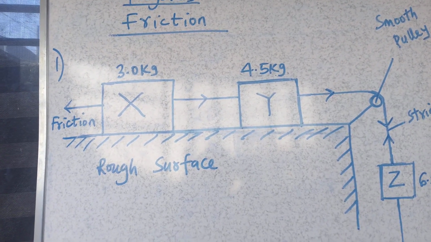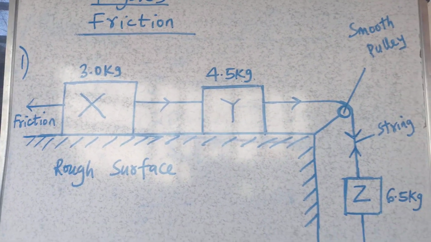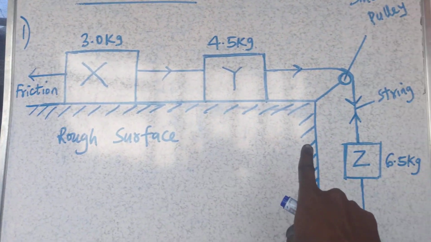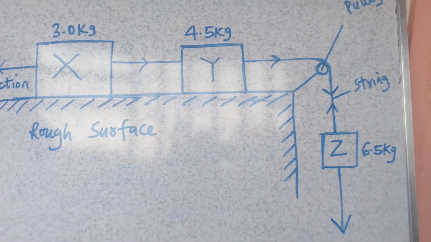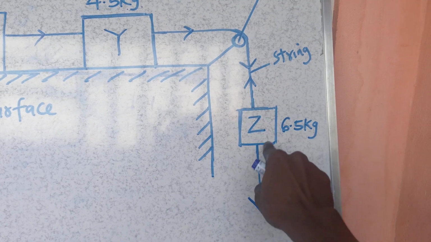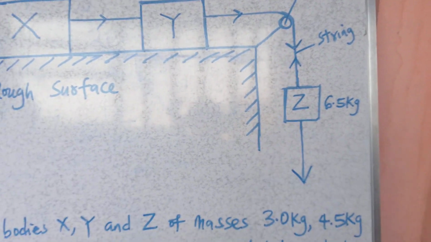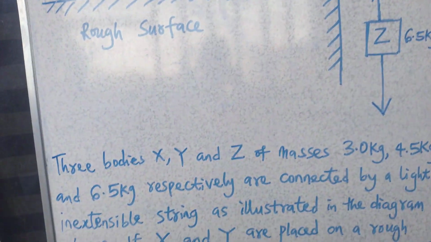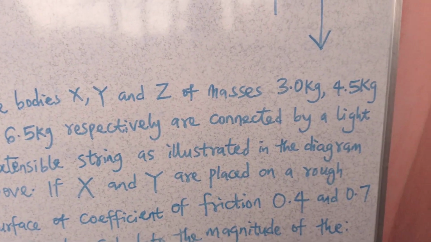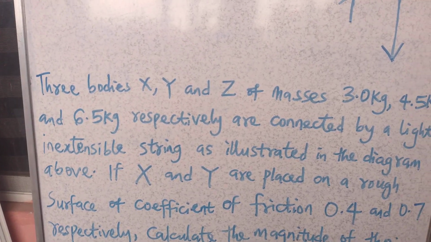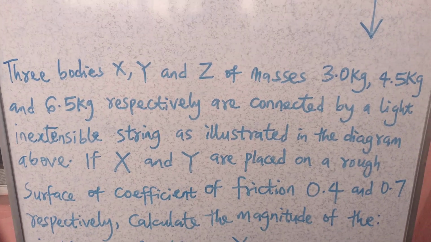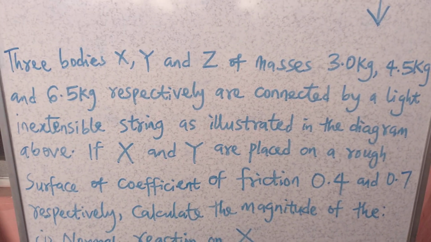Okay, now we have another question on the board. If you look at this, we have two blocks placed on this rough surface, and over here you are seeing something like this. This block is 6.5 kg. It says three bodies X, Y, and Z of masses 3 kg, 4.5 kg, and 6.5 kg respectively are connected by a light inextensible string as illustrated in the diagram above.